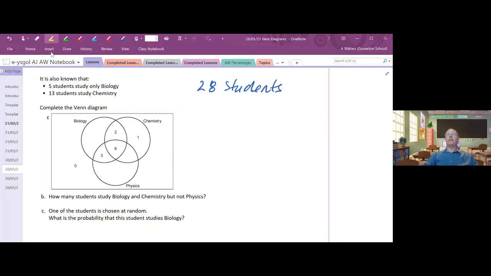Okay, and then the things I've highlighted: 5 students only study biology, 13 students study chemistry. That's 13 students in total. So see if you can fill in the gaps. And once you've filled in the gaps, try and answer those questions, B and C. There is a question D further down, but just try and answer B and C for the moment. So pause the screen and try them.